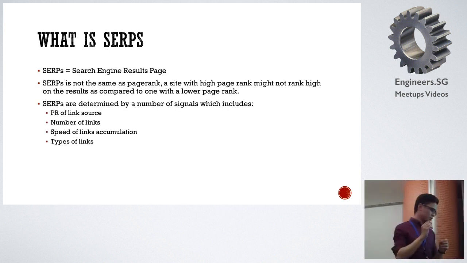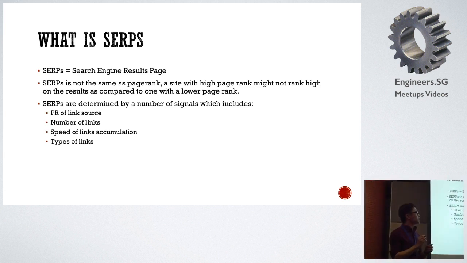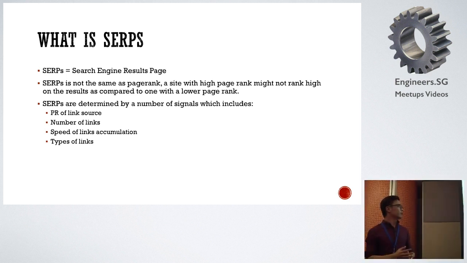Okay, so what's SERPs? SERPs is basically search engine result pages, which is what you saw just now in your results pages. It's not the same as PageRank. PageRank is basically you getting more quality links, getting more links, and getting more people to endorse you. But that does not translate into actually ranking in the search engines, because there are also other factors that matter on why you rank and not someone else.